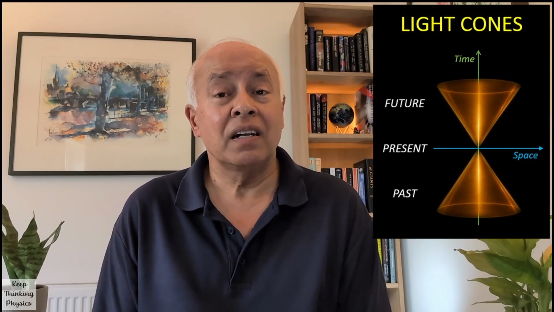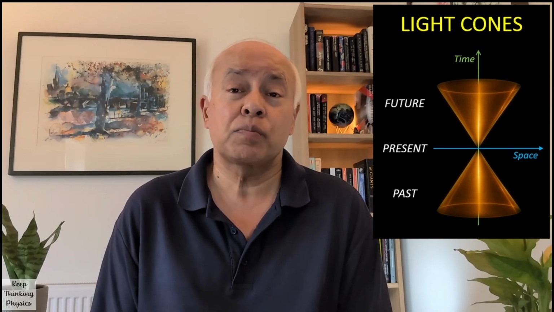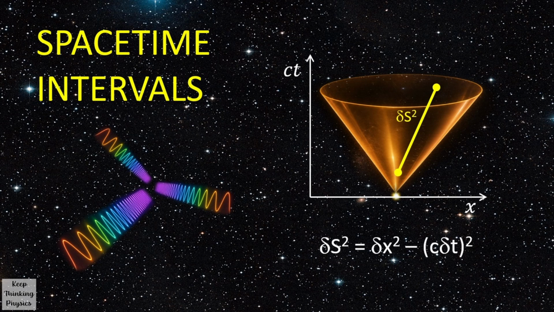Spacetime is special because it combines space and time into a single four-dimensional entity. And we've seen that we can draw spacetime diagrams and light cones to show events in spacetime. What we're going to do now is to see some special properties of spacetime diagrams which will help us to understand how things move and interact in spacetime.